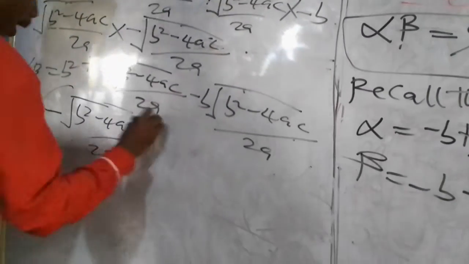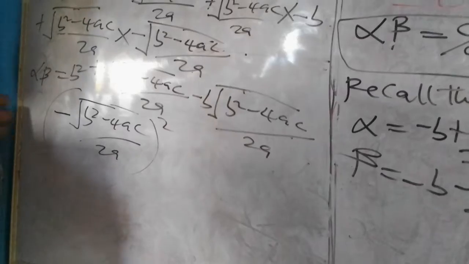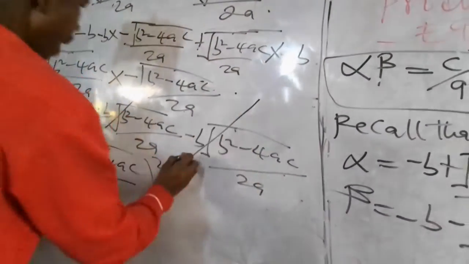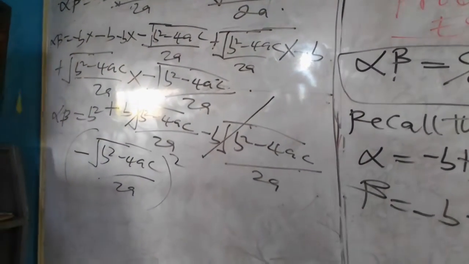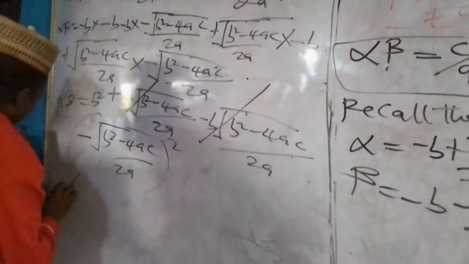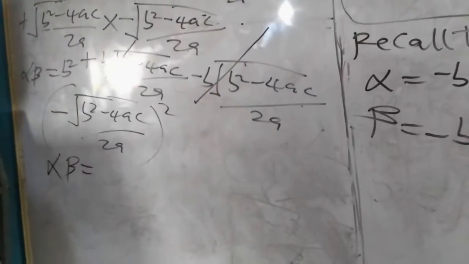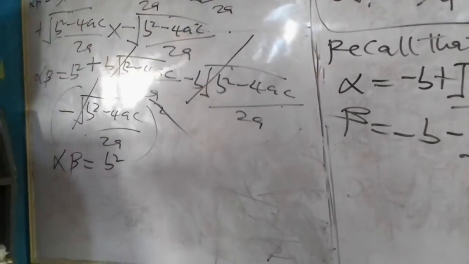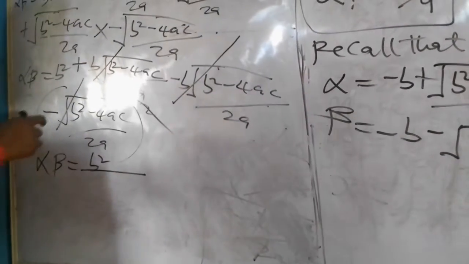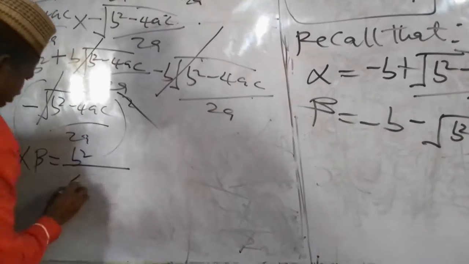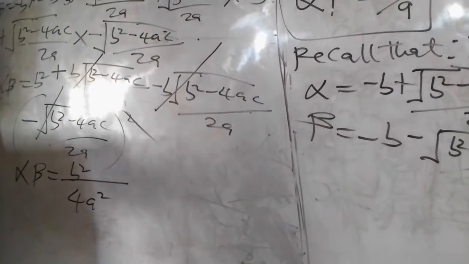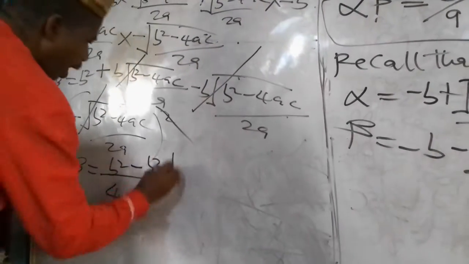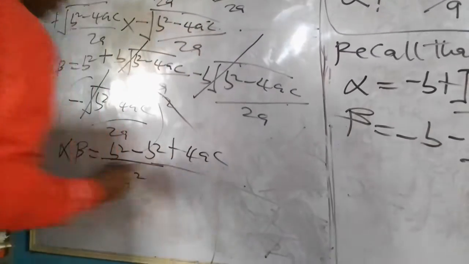Everything in bracket is squared, because it is 2. We can bracket it. Then this positive square root of B squared minus 4AC and the negative one, we cancel. Then what do we now have? Alpha beta is equal to, taking the square root, square root can cancel square. We have B squared all over, because we multiply 2A times 2A, 4A squared. Minus times this square, we have minus B squared. Minus times minus, we have plus 4AC.